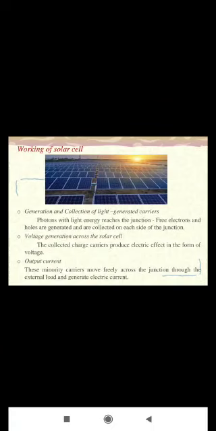Normally, a single solar cell can generate an output voltage of 0.6 volt. Now, these minority carriers, that is the light generated carriers, move across the junction through the external load and generate an electric current in a solar cell. Thus, the basic steps involved in the operation of a solar cell are generation of light generated carriers, collection of light generated carriers across the junction, voltage generation, and finally the output current generation. These are the four major steps involved in the working of a solar cell.